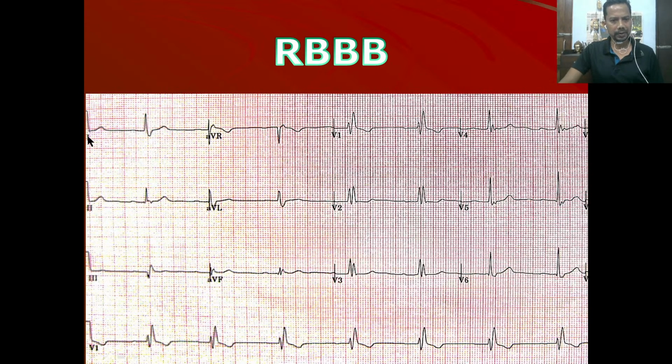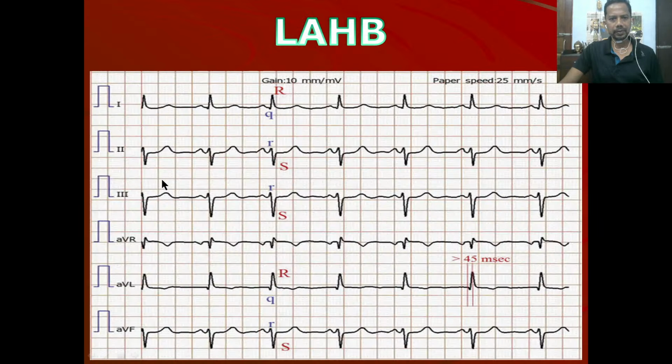This is another example of right bundle branch block. RS pattern, ST depression with concavity upwards, broad QRS, T wave inversion, right axis deviation. R is tall in lead 1 and AVF is positive. Okay, so there is a right axis deviation.